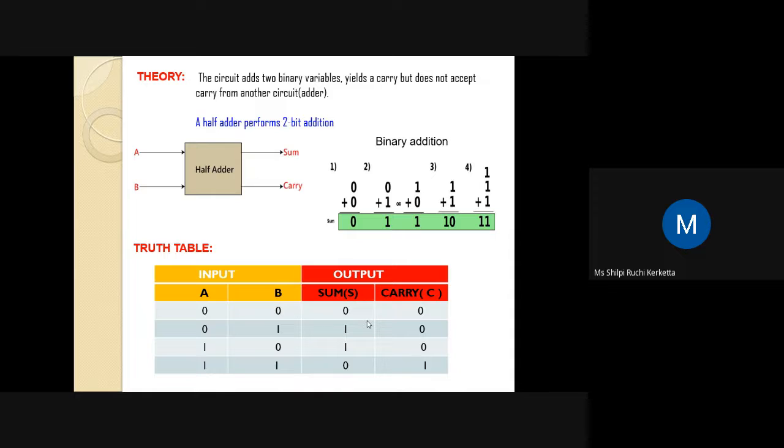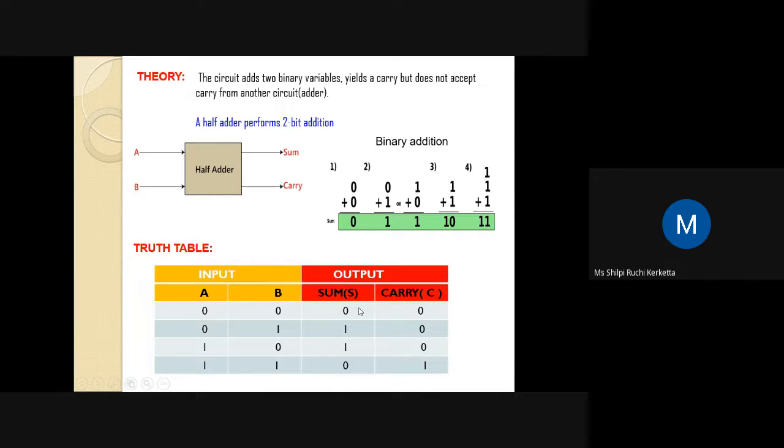So how will we make this? We will use the logic gates. This half adder, you can make using diodes, you can make it using transistors, you can make it using multiplexers also. But here what we are doing is implementing this half adder using the logic gates.